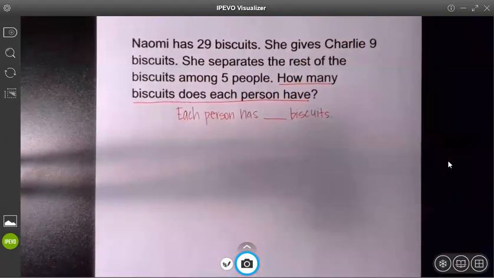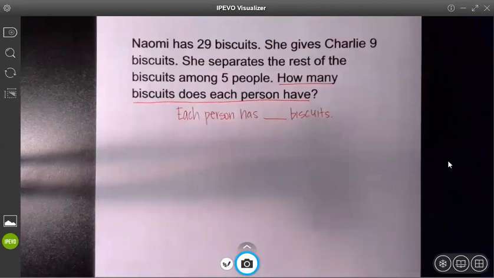The reason why it's always good to write a sentence stem that goes with the question is because it'll help you keep on track when you're solving the problem. Also, you can even check to see if your answer is reasonable. Does it even fit or go with the sentence stem? So that's one of the reasons why writing a sentence stem for the question is good.